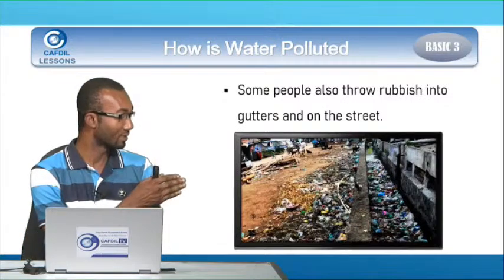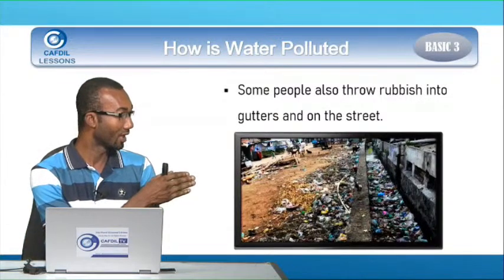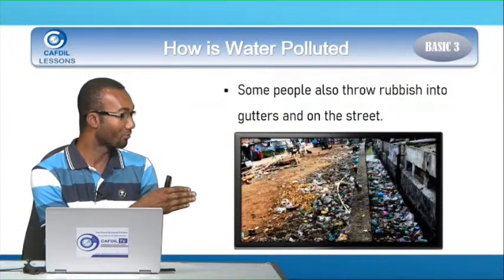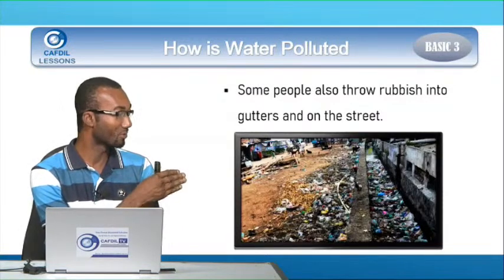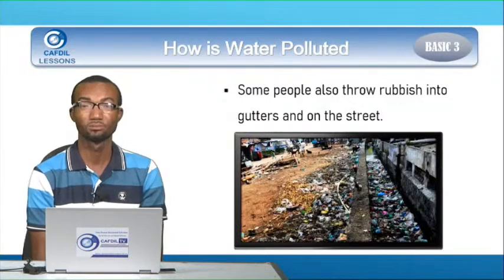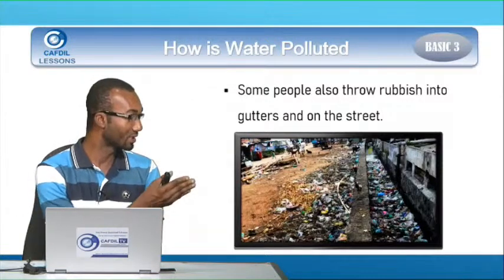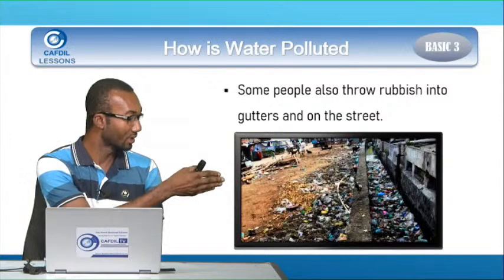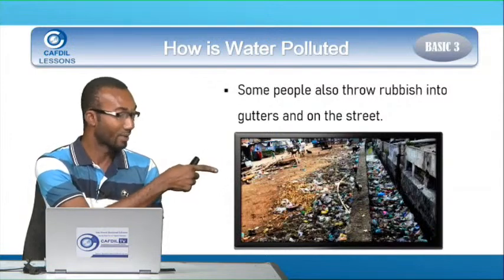And then can you look at this? I hope you have seen this over and over. Some people throw rubbish into gutters and on the streets. Look at how dirty the area is. Look at inside this gutter that you see.